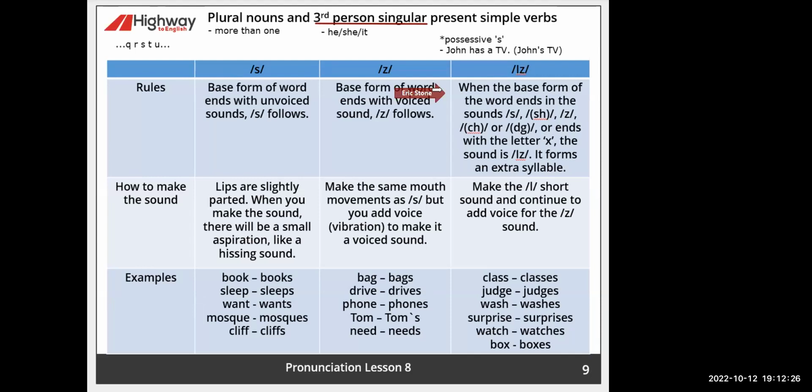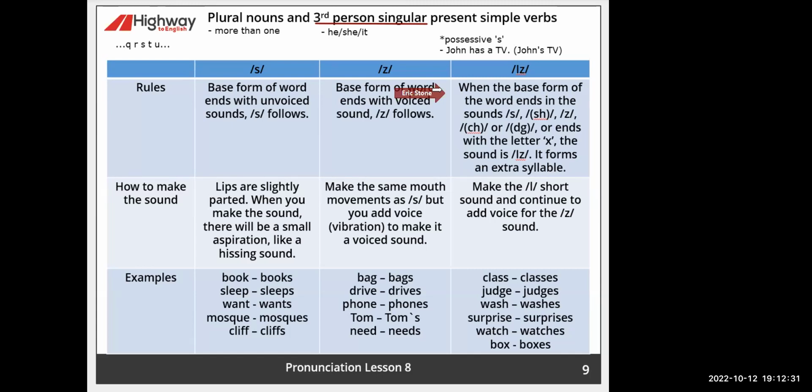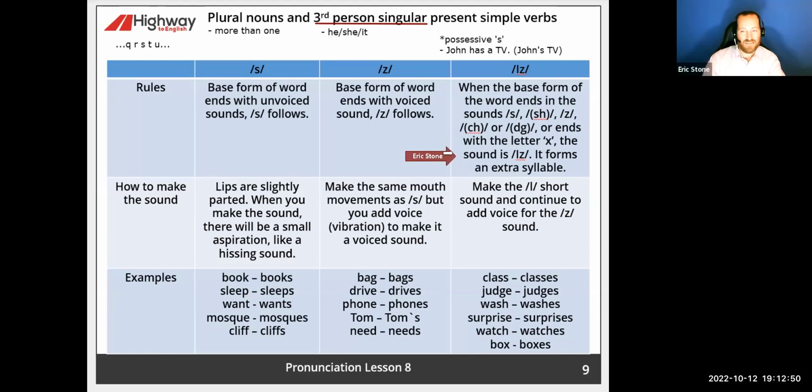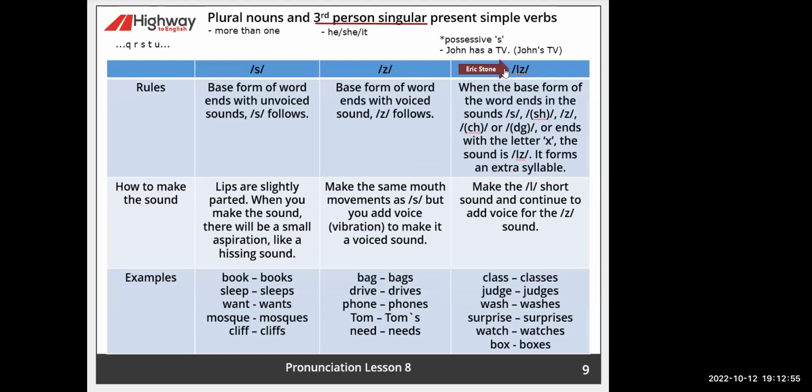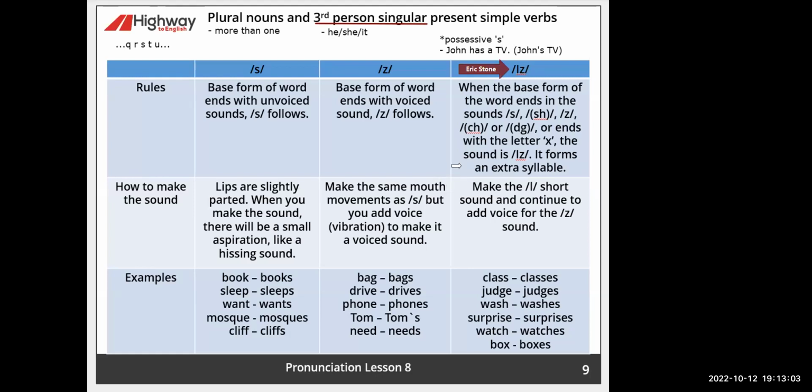Is it like this? Z. Is. Okay. It's when the base form of the word ends in the sound s, sh, z, ch, or j, or ends with the letter x, the sound is z. It forms "is." You have to say "is." It forms an extra syllable.